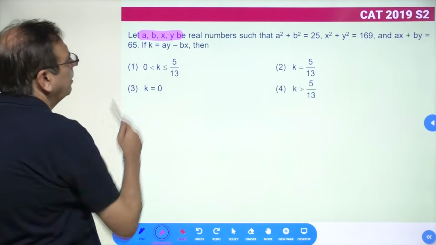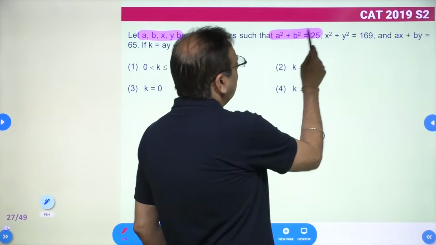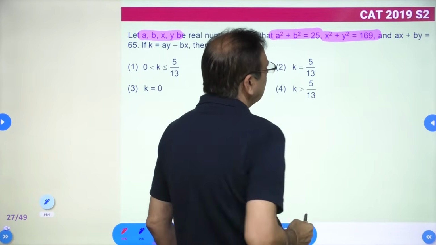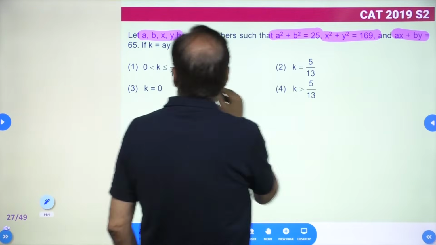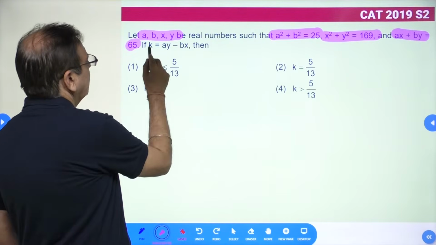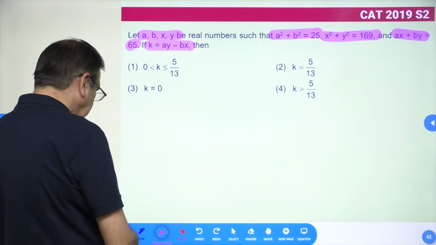Let A, B, X, Y be real numbers such that A square plus B square is 25, X square plus Y square is 169, and AX plus BY is 65. If K is equal to AY minus BX, then what is the value of K?